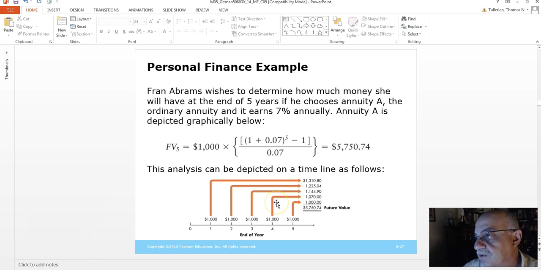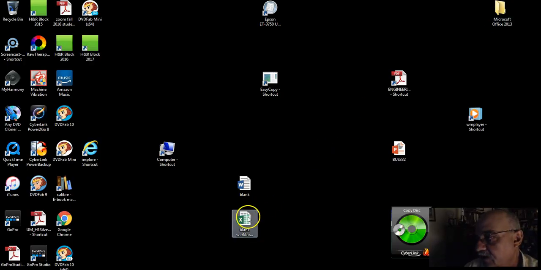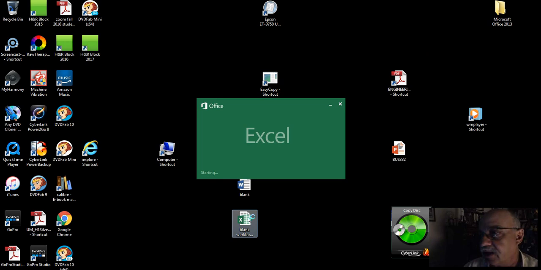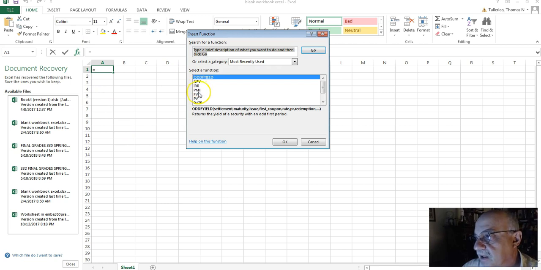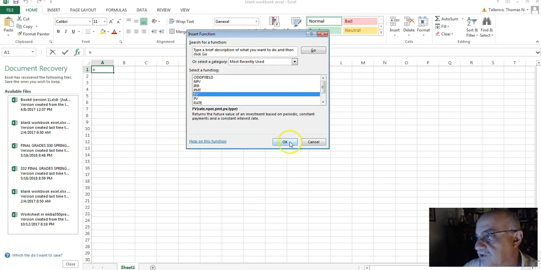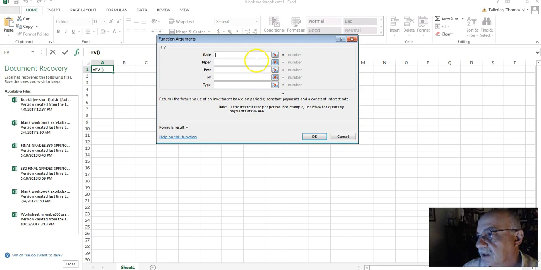I think I'm going to try to do this in Excel, see if I can remember. 1,000, 7%, and 5. Let me see if I can bring up Excel. I'll show you how to do the future value of an annuity. So let me go to f of x right here, and I bring up FV, future value, and the rate was 7%, right?